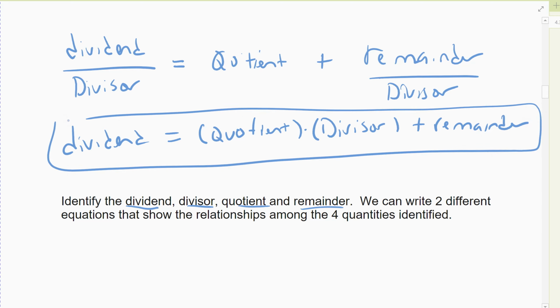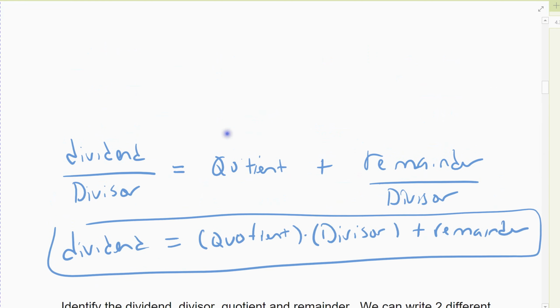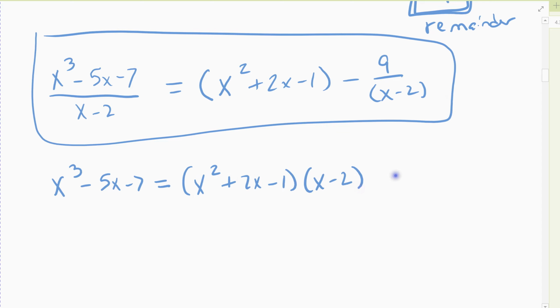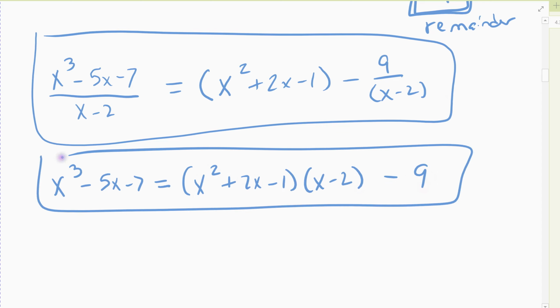Alright, so using the example I had above, which I wrote in the first form, there's my dividend, the x cubed minus 5x minus 7. The divisor is the x minus 2. The quotient I got is what I get when I do the division, x squared plus 2x minus 1. Negative 9 was my remainder, and then I divide by the divisor. And so an alternative way to write that is the x cubed minus 5x minus 7, when I multiply everything through by x minus 2, my quotient times the divisor minus the remainder, which, like I said, the second form is the way we like.